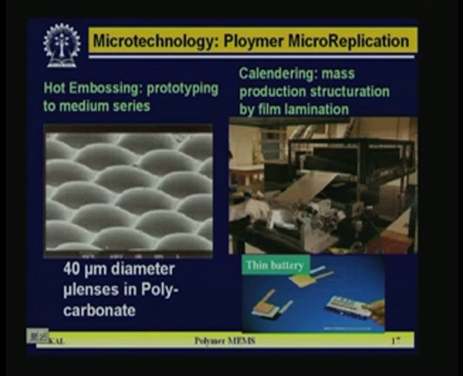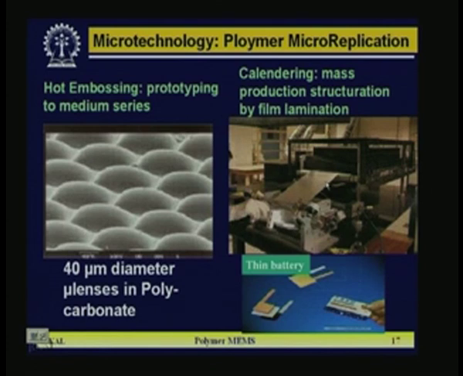Hot embossing technique in the left side, you can see some micro lens, polycarbonate micro lenses, are shown here in this diagram, and that has been fabricated by hot embossing, prototyping to medium series. So, hot embossing technique is shown in the earlier diagram. That technique is used to get these polycarbonate micro lenses. In the right side, the calendaring, the mass production structurization by film lamination. This is something going on in mini industrial scale.